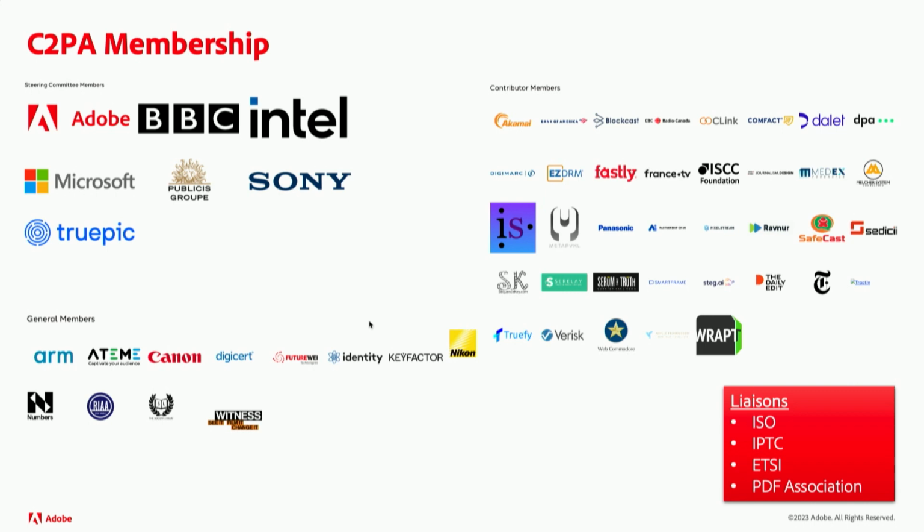And we also don't do it alone. We have established liaisons with various other open standards organizations. We partner with the ISO, the International Organization for Standardization, and a number of their groups. We partner with the IPTC, the group that's responsible for metadata for photographs and video. We partner with ETSI. ETSI is the European Telecommunications Standards Institute. They're the ones that define the rules and standards in the European Union for digital identity and digital signatures.